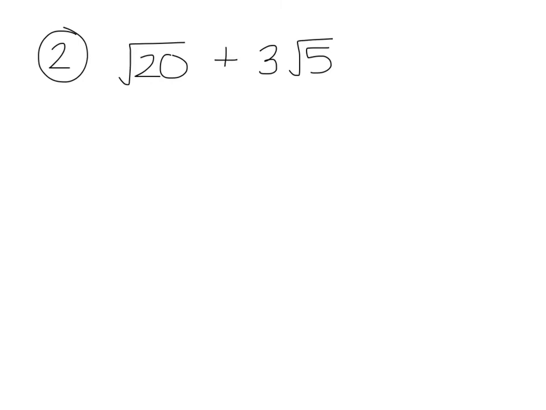Okay, with a problem like this, it works a little bit different because they're not both square root of 5s yet. But what you want to do is try and simplify both of them the best you can. So we're going to take a look at square root of 20 first and break it down into our factor tree like we did in the last video.